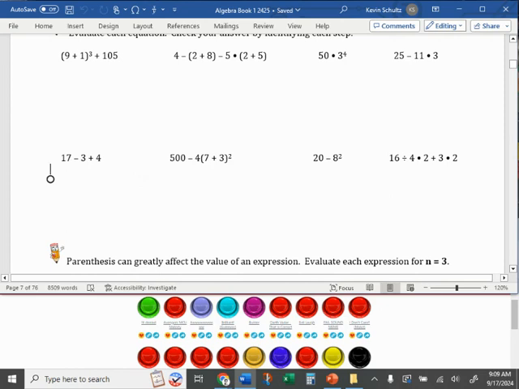Lauren? Is 10 times 10 times 10 1,000? It is.